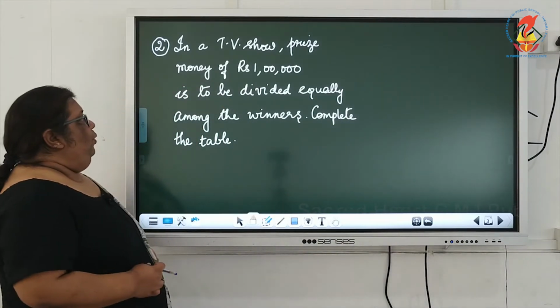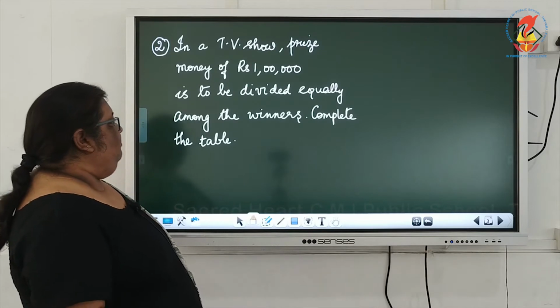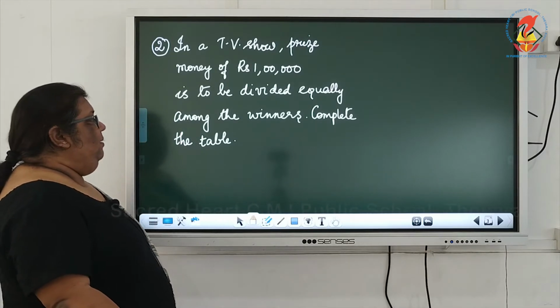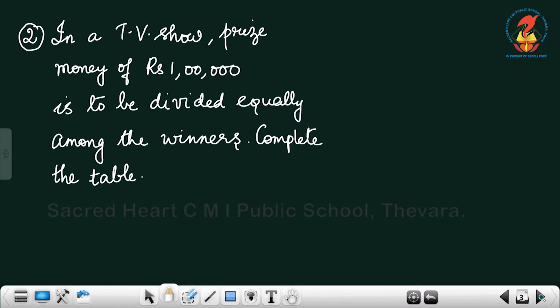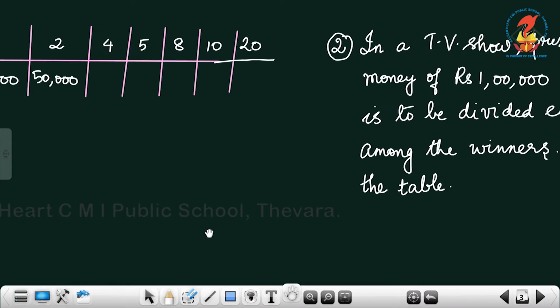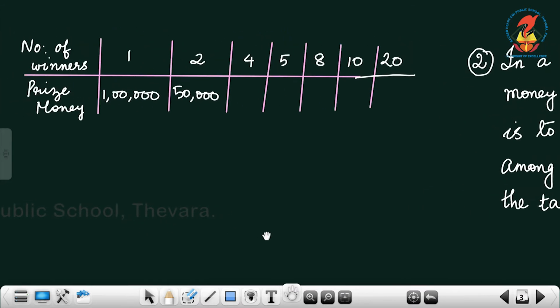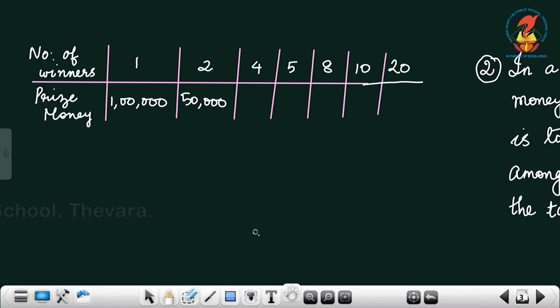In a TV show, prize money of rupees 1 lakh is to be divided equally among the winners. Complete the table. So there is a TV show and the prize money is 1 lakh rupees. Now you need to find the missing numbers over here.